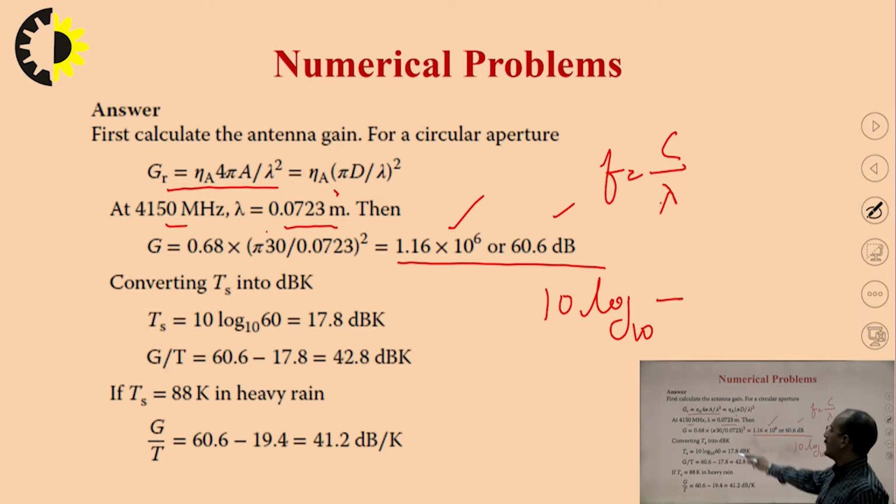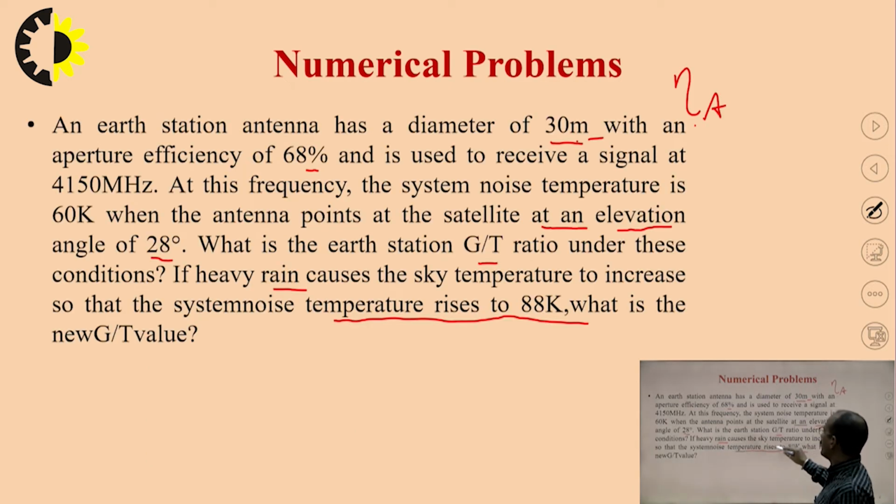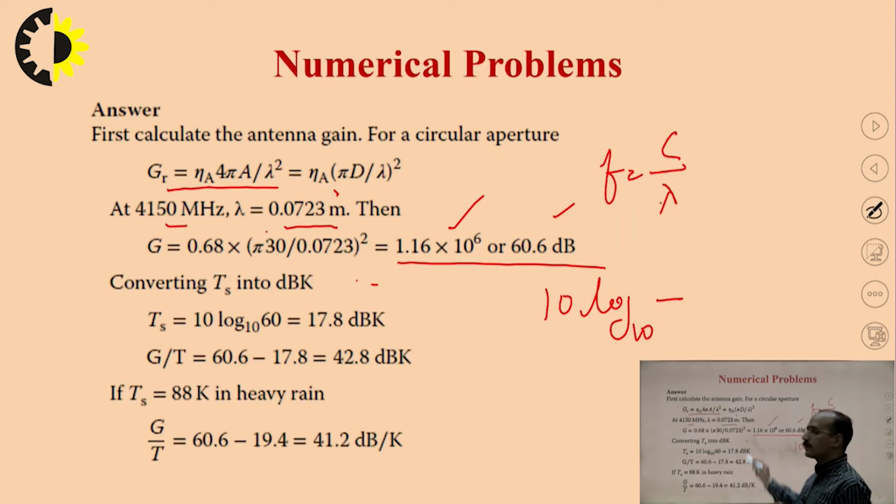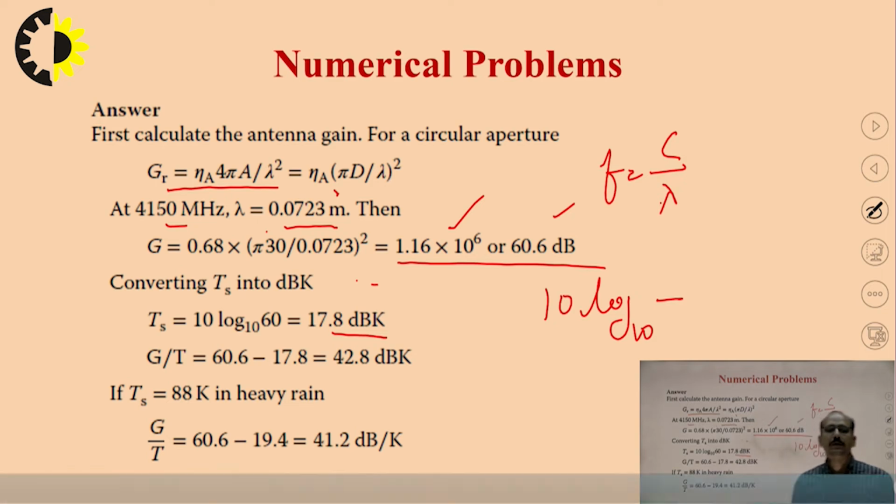Now converting the TS into dBK, decibel per Kelvin. You have the formula TS is equal to 10 log 10 60, because the value is 60 Kelvin, that is in normal Kelvin, but you have to convert it into dBK. So 10 log 10 60 is equal to 17.8 dBK, which means the G by T ratio is equal to 60.6 minus 17.8, that is 42.8 dBK. That is the answer.